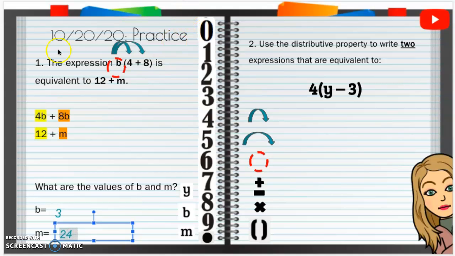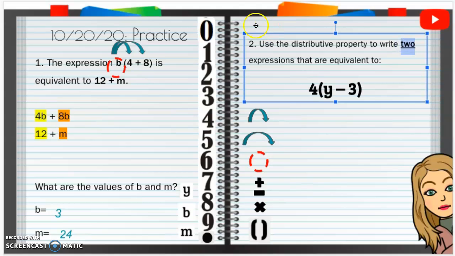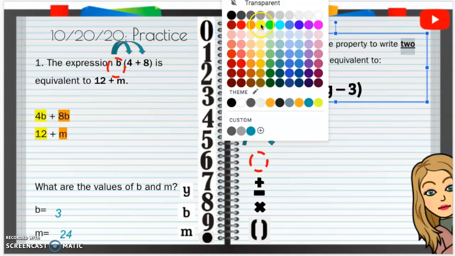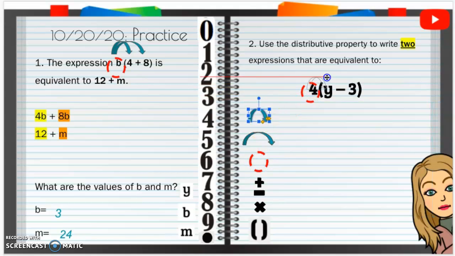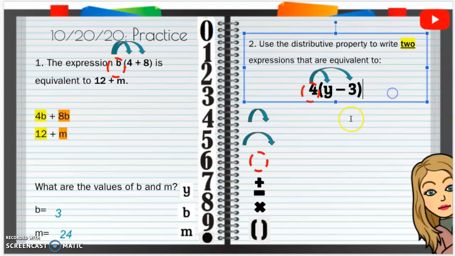Great job. Now, let's take a look at number 2. Use our distributive property to write two expressions that are equivalent to or equal to 4 times the quantity of y minus 3. All right, so we are going to, first of all, circle the number in front of the parentheses. We know how to do that. Now we're going to distribute it. So this 4, we're going to multiply it by each term inside of the parentheses. So I'm going to have my arrows from that 4 to the y, and then 4, got to stretch that a little bit, to the 3.